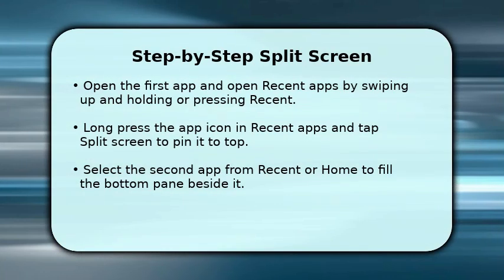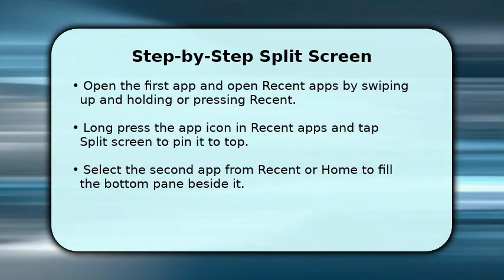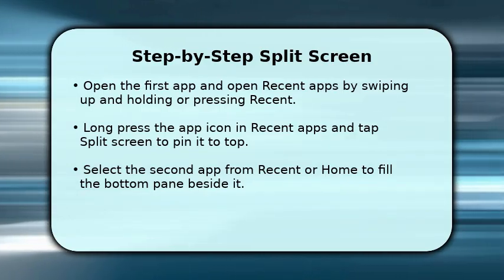Begin with the first app open, and then open Recent Apps using your gesture or Recent button. In Recent Apps, long press the app icon until the menu appears and tap Split Screen. The chosen app pins to the top or left pane depending on orientation.